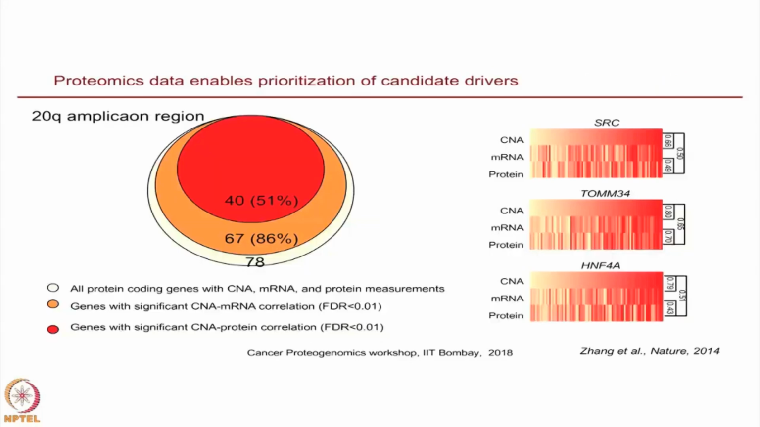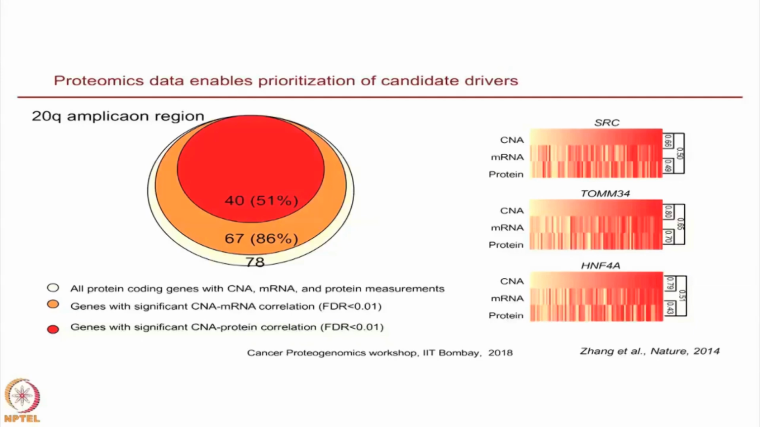And we also can look at the trans effect or cis effect. The large circles indicate all the protein coding genes in this 20q amplification region that we have both mRNA and protein measurements for. And this indicates the genes with good copy number and mRNA coordination, and this indicates the genes with good copy number and protein coordination.